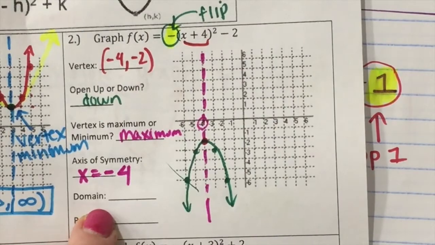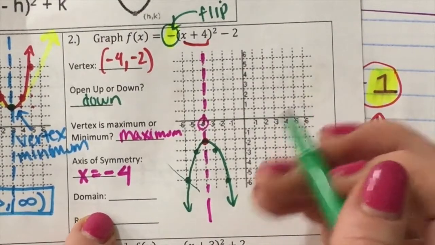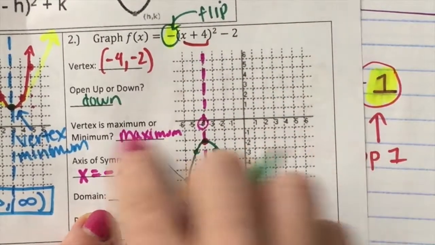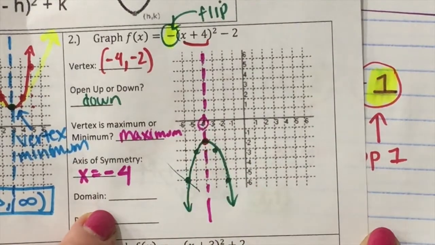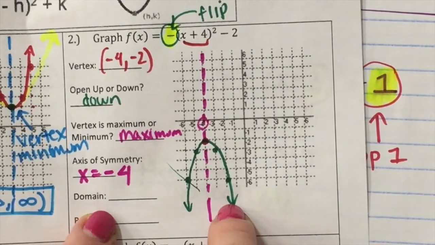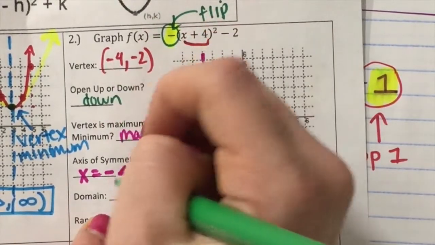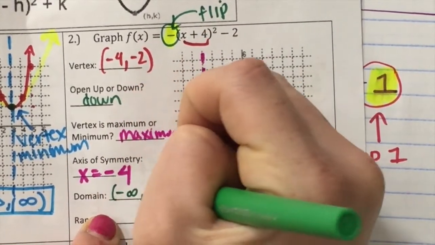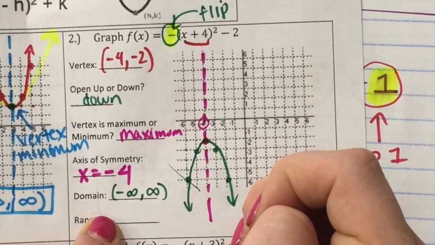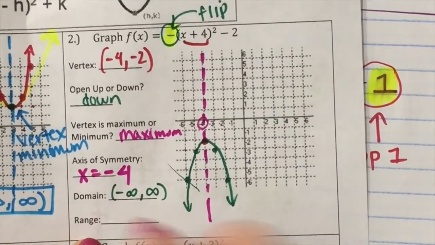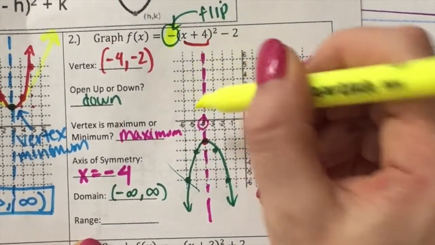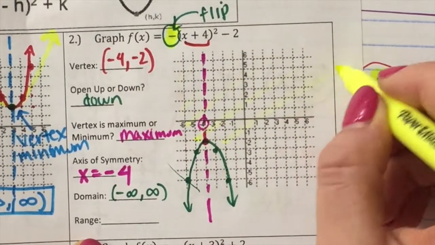Now the domain, well, the domain for all of these is going to be all real numbers. X could equal anything. X can go all the way positive, all the way negative. That's what these arrows mean. So I could either write all real numbers like I did over here, or I can write -infinity all the way to infinity.